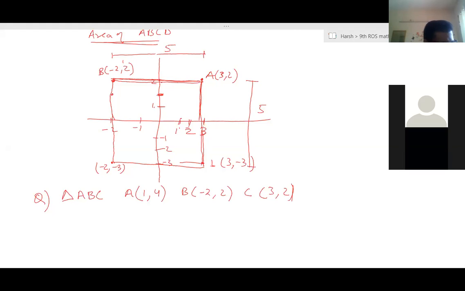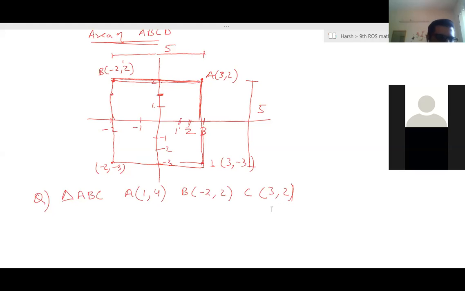Okay, Srinidhi, tell me your answer. So, C is (3, 2), right? No, sir, C is (3, 2), I'm asking. C is (3, 2), yes. So 5 square units, or 5 centimeters square, is the area. Correct. So, centimeter you don't have to write. You have to write square unit.